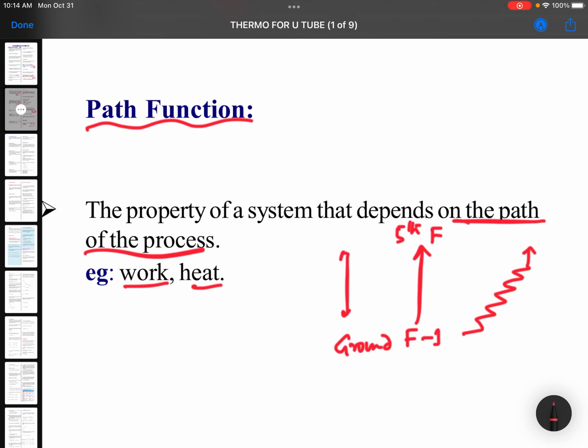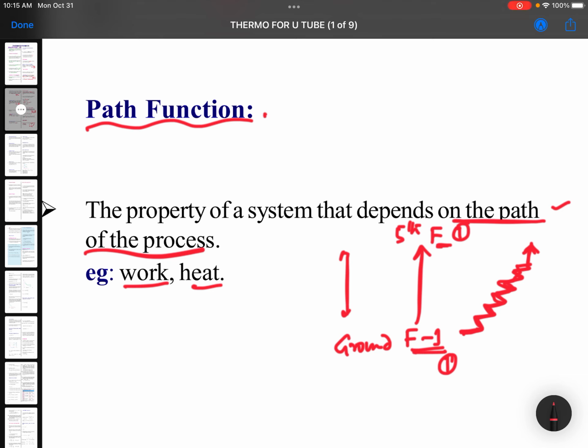State functions mean floor 1 and 5th floor, and only this difference is taken. The energy of you at the 5th floor and the energy of you at the 1st floor, that is only considered in the case of state functions. In path functions, if you come by lift, the energy change is small. If you come by steps, the energy change will be large, because when you come over the steps you lose more energy. So this concept applies when the quantity depends on the path.